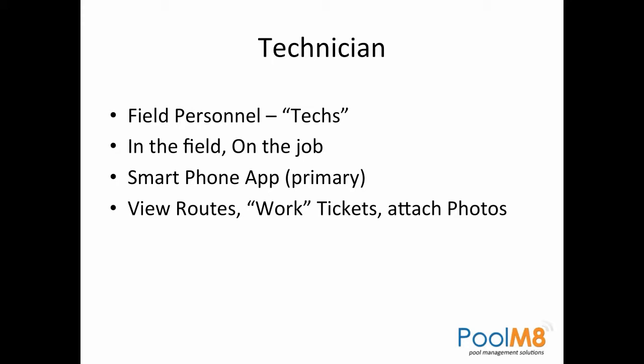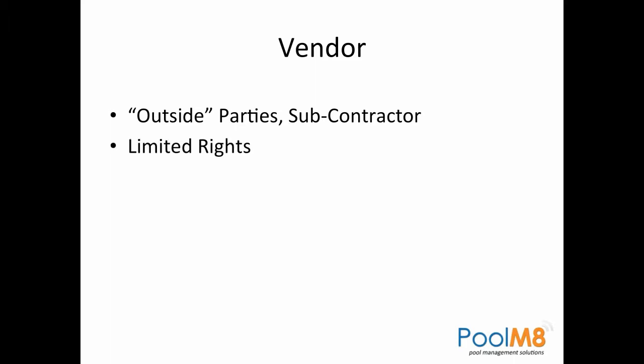The 4th category of user is the vendor. This is quite unique to PoolM8 and is one of its most powerful features. A vendor is someone who is not directly on your payroll. A vendor, for example, is a subcontractor on a pool construction job. By setting up these outside parties, you provide these partners with access to valuable information that allows your working relationships to be strengthened, streamlined, and enhanced.